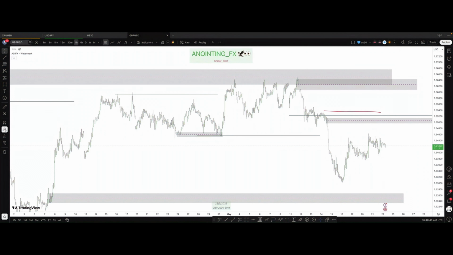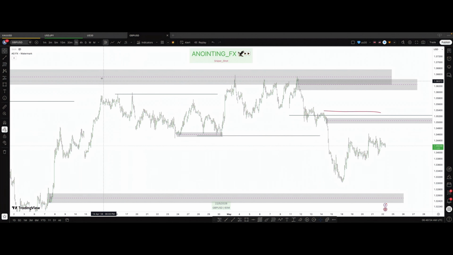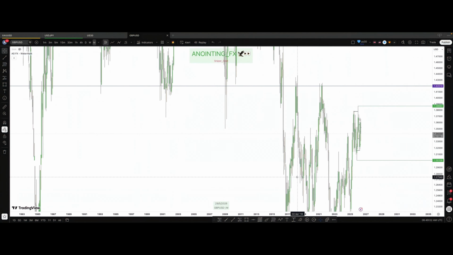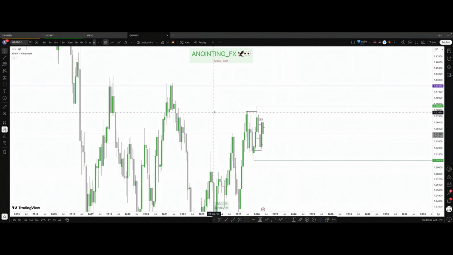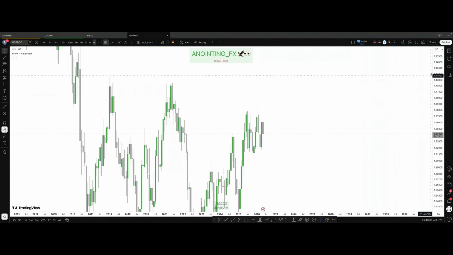All right, welcome to my screen. This is GBP USD. Before I begin my analysis, I would like to switch to the highest time frame, that is the monthly. Others do go above the monthly, but I prefer using the monthly. Let me just delete everything and start afresh.